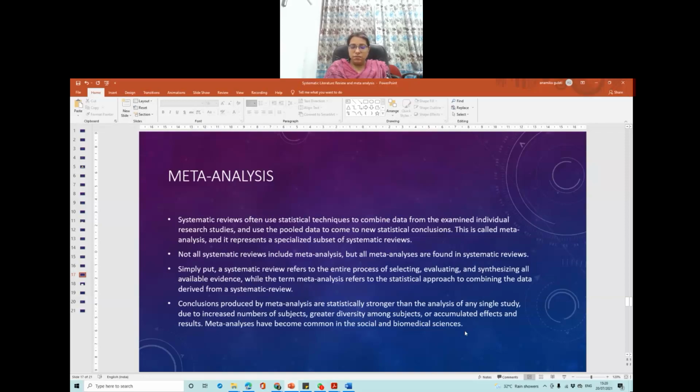So a study titled as a meta-analysis will have a systematic review before conducting any statistical techniques. Simply put, a systematic review refers to the entire process of selecting, evaluating, and synthesizing all the available evidence, while the term meta-analysis refers to the statistical approach to combine the data we have derived from the systematic review. So conclusions produced by meta-analysis are statistically stronger than the analysis of any single study.